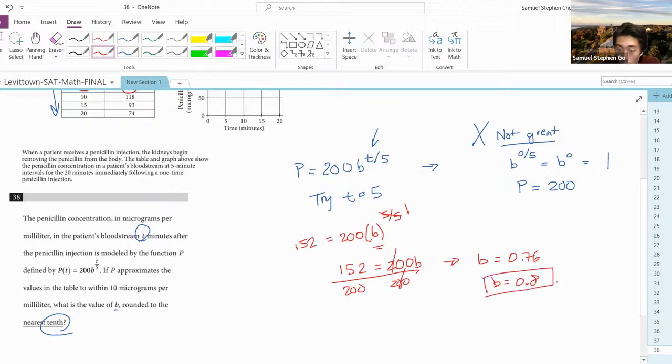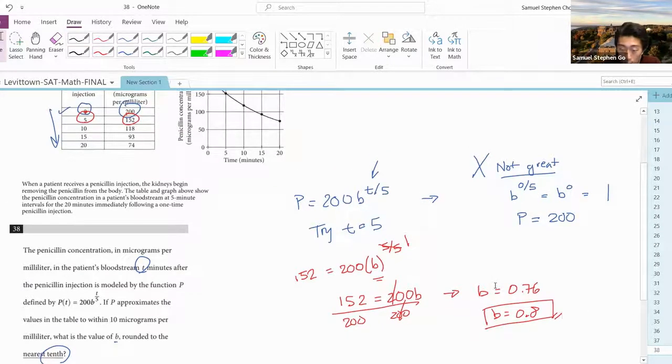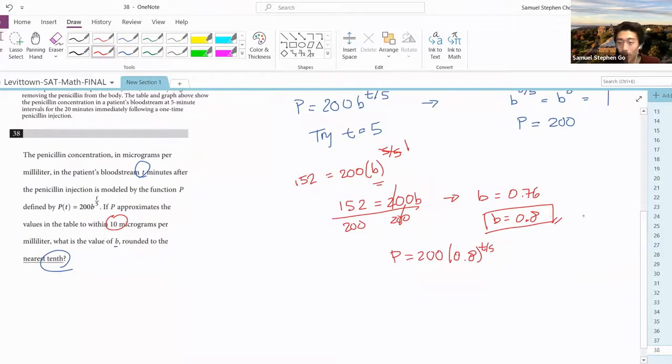If you need to double check your answer, you can use this new equation you have now, P equals 200 times 0.8 to the T over 5, and try it for all these other scenarios and see if you're getting it within this 10 micrograms per milliliter. So the final answer is 0.8. And that will conclude the entire math section, section 4, for our review today.